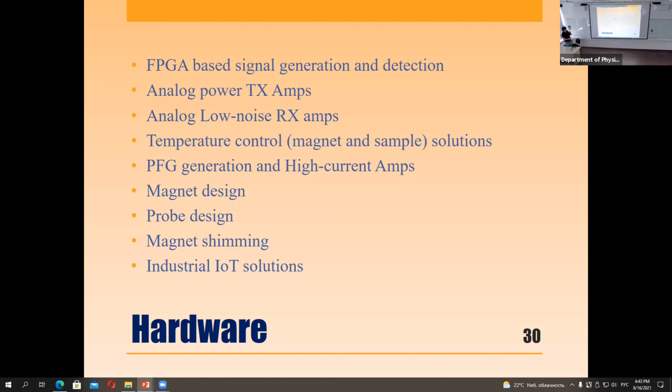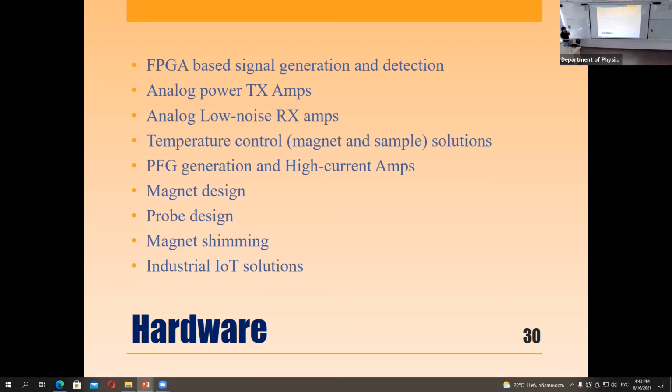Also, temperature control for the magnet and for the sample, because sometimes we want to measure the temperature dependence of relaxation. Pulse field gradient generation: this is for MRI and this is for diffusion measurements. You need to have high current amplifiers, and this amplifier must be extremely stable. If you want to measure diffusion, the requirements for the amplifier are just fantastic.